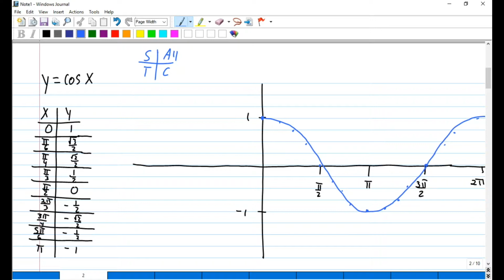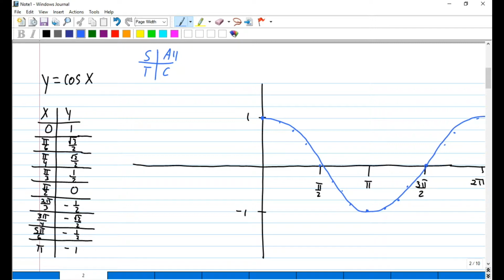So the shape is the same as the sine curve. Really, it's only shifted over a number of units, right? I don't know if you figured that number out or not, but it is shifted over a set number of units.